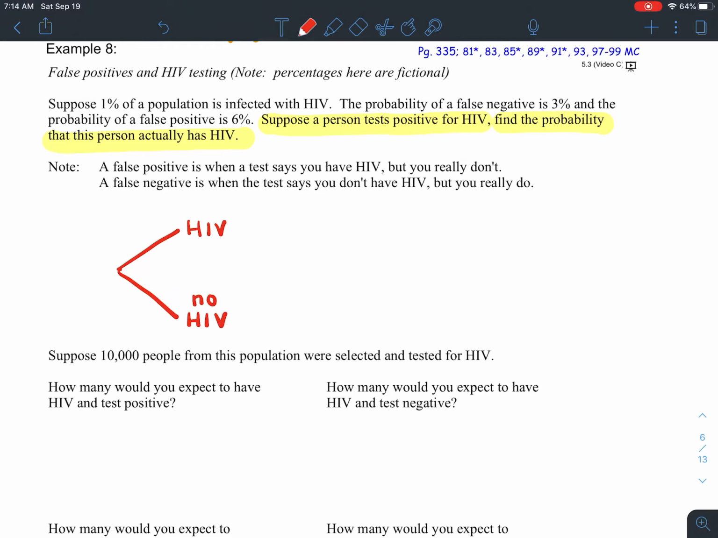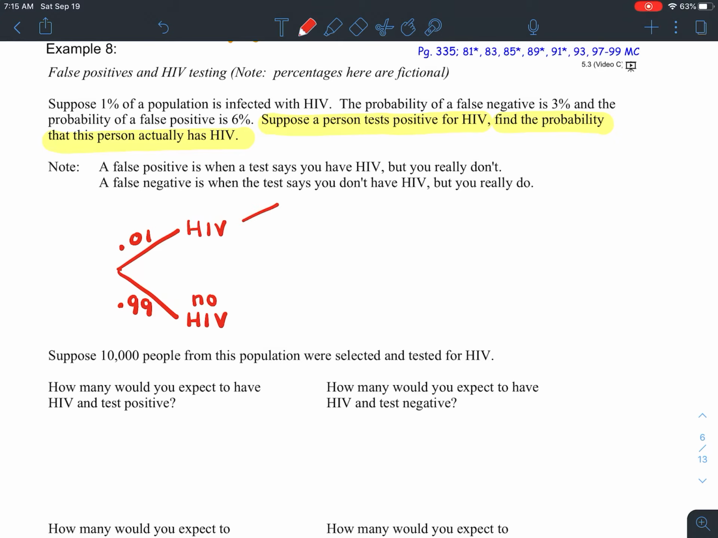So we're going to start with the options: either a person truly does have HIV or they do not have HIV. And according to the percentages in the problem, 1% of a population is infected with HIV. So that means there's a 1% chance of having it, then there would be a 99% chance of not having it. From there, it says the probability of a false negative is 3%.